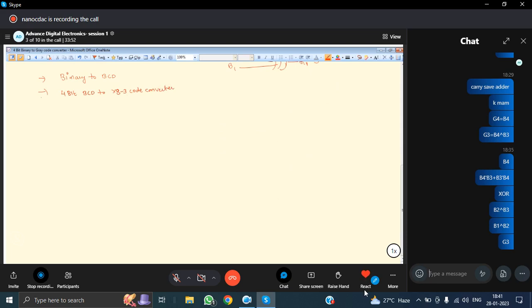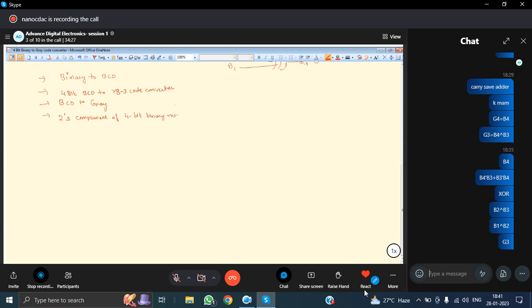Okay, next, BCD to gray. BCD to gray. This is also very easy. Next question is 2's complement. 2's complement of 4-bit binary.